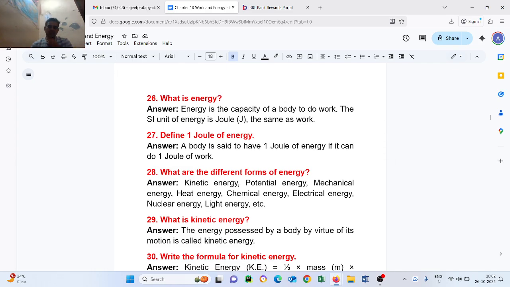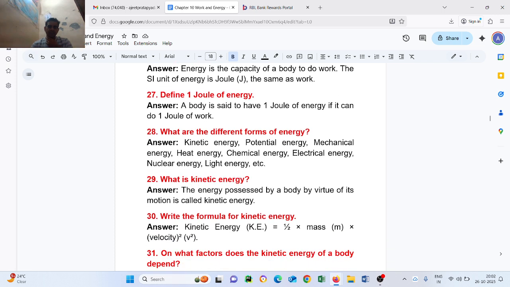Question number 28. What are the different forms of energy? Answer: kinetic energy, potential energy, mechanical energy, and heat energy, chemical energy, electrical energy, nuclear energy, light energy, etc.